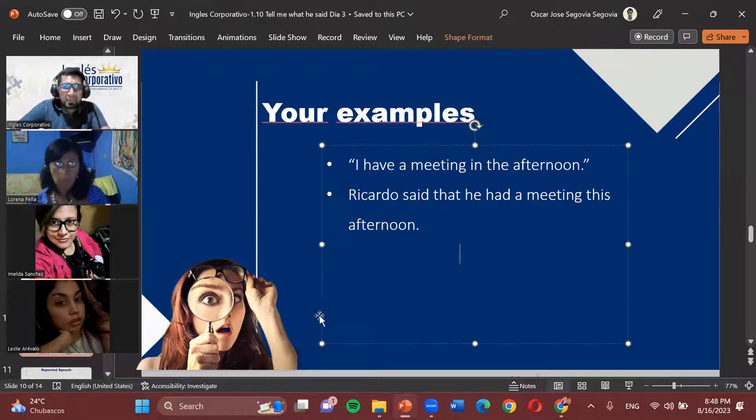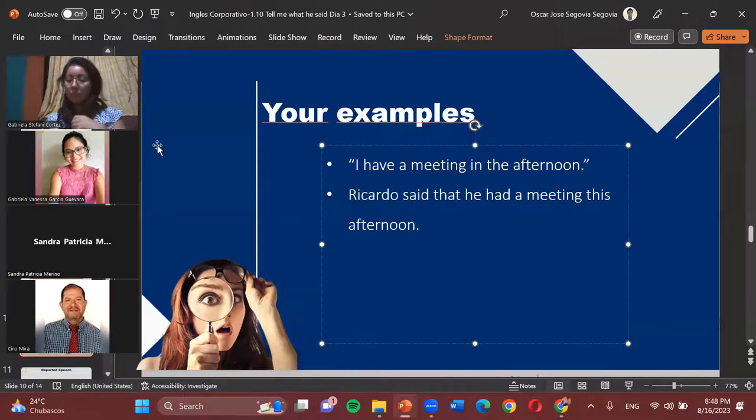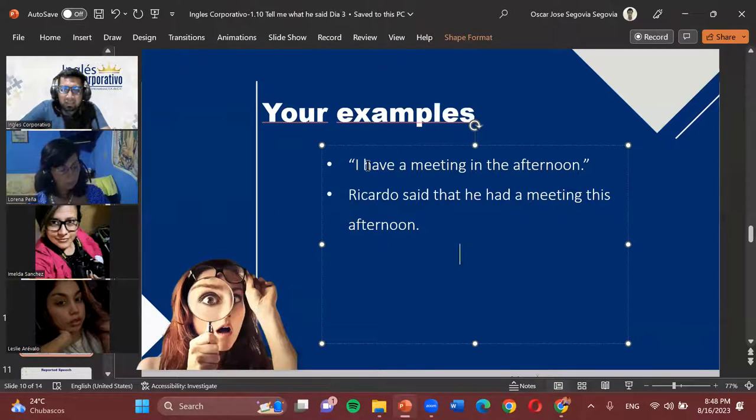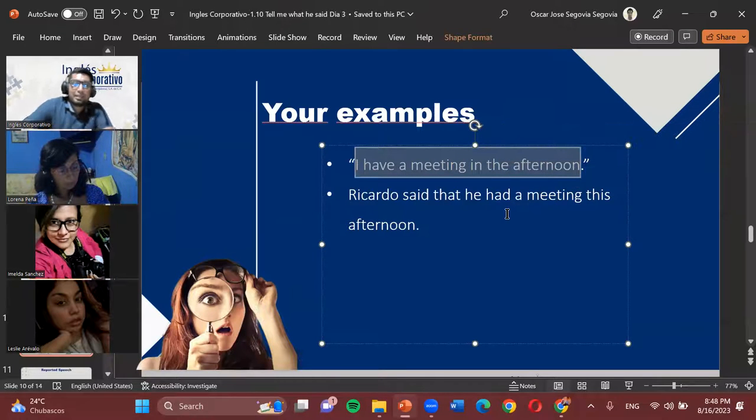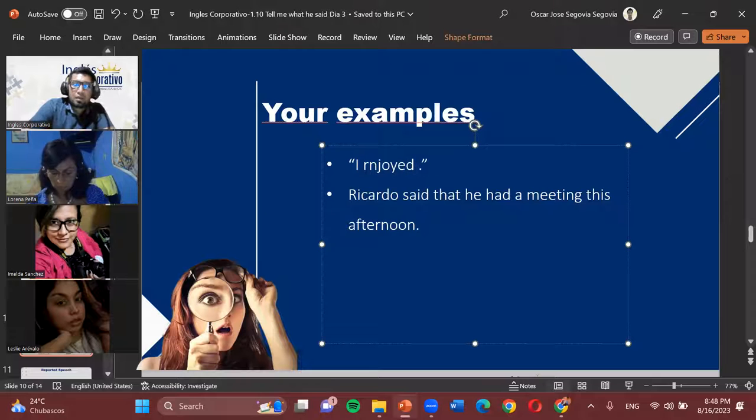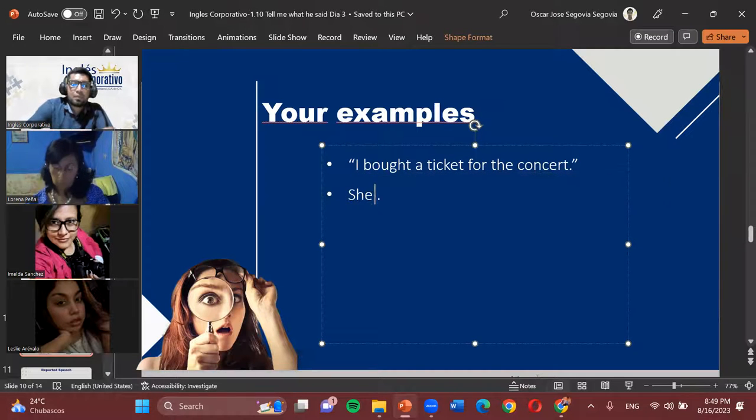Nice. Can I please get another example? Let's say something maybe that comes from the past. Can I try? Sure. "I bought a ticket for the concert." All right. And she said she had bought a ticket for the concert. There you go.